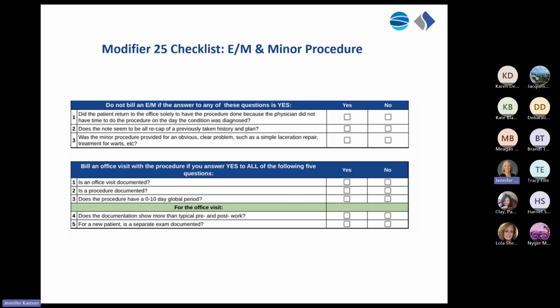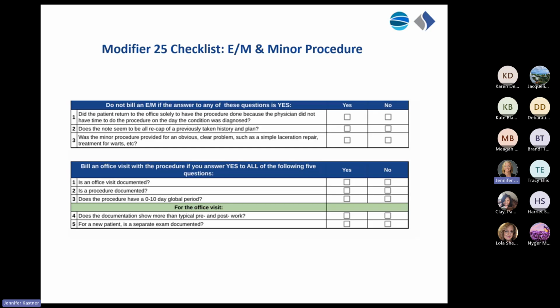Does the note seem to be a recap of a previously taken history and plan? Was the minor procedure provided for an obvious, clear problem, such as a laceration repair or treatment for impacted cerumen, etc.? If you answer yes to any of these, then you should not bill an E&M service. I do want to also emphasize the second one: does the note seem to be a recap of a previously taken history and plan?